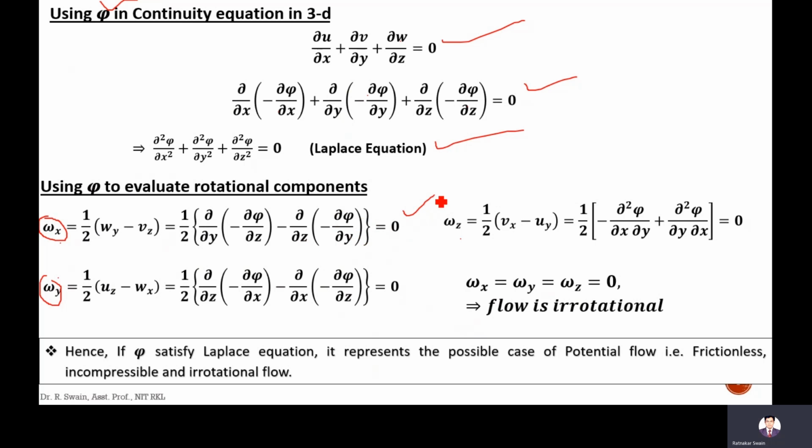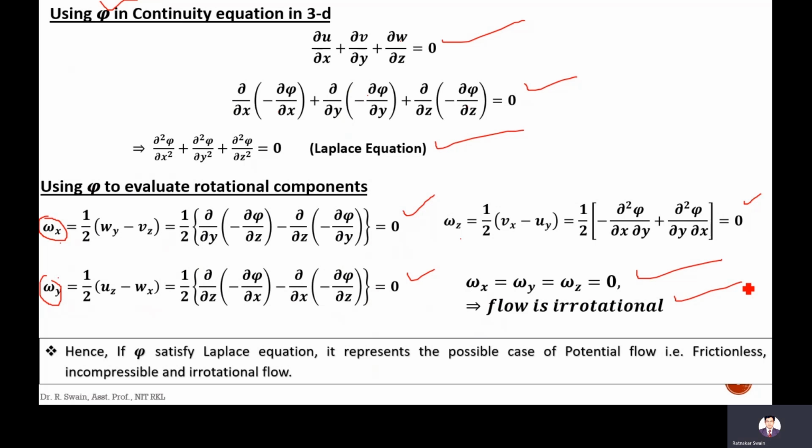Which is 0. Here omega y will give half of del by del z of u, which is minus del phi by del x, minus del by del x of w, which is del phi by del z. So it is minus del square phi by del z del x plus del square phi by del x del z, which is 0. This is also similarly 0. It means the rotation in x, y and z direction is 0. That means the flow is irrotational.